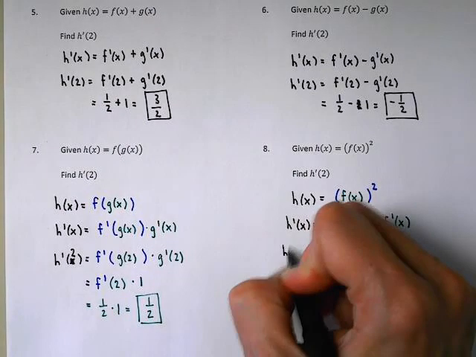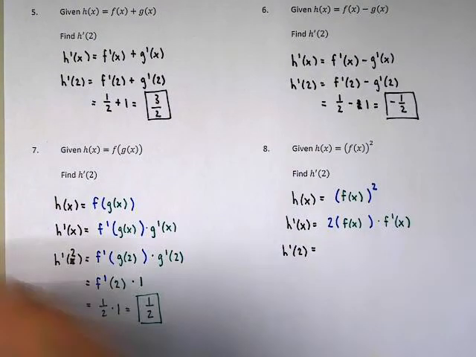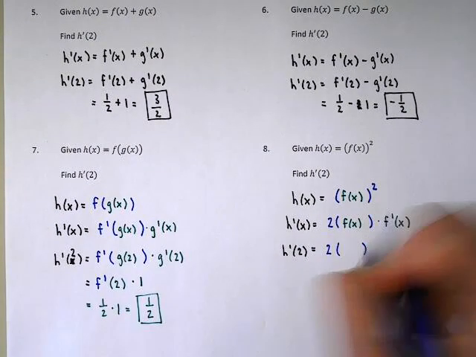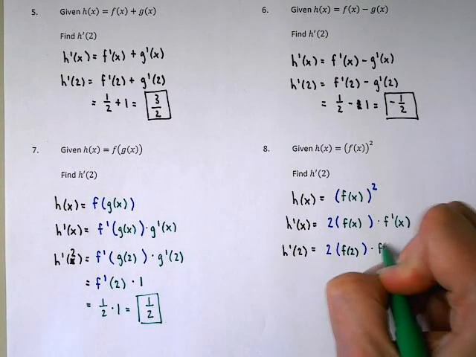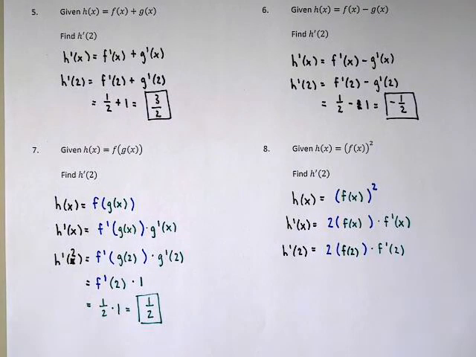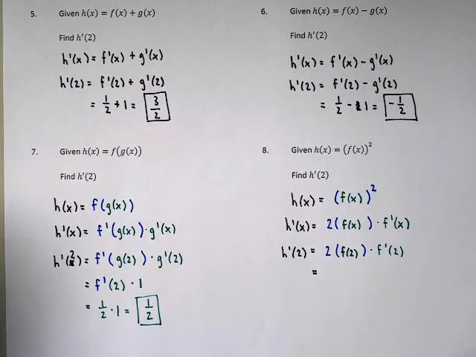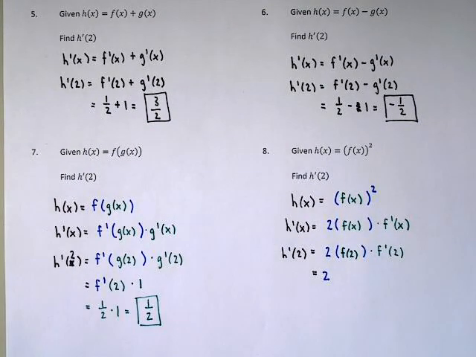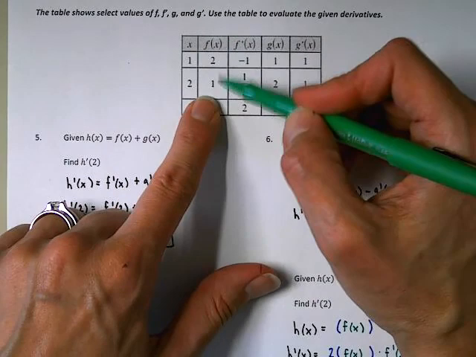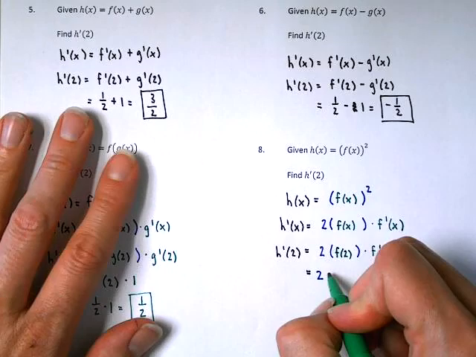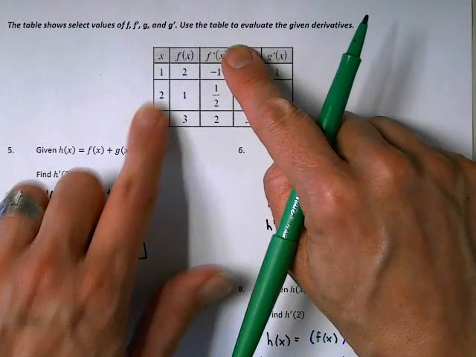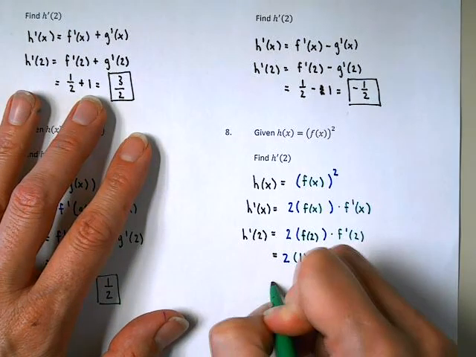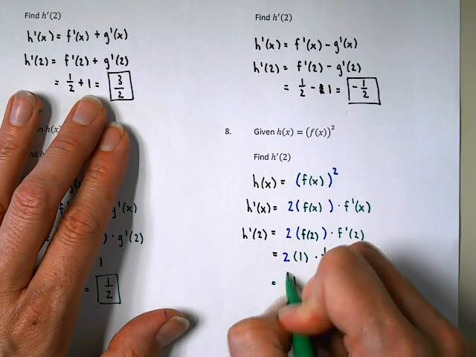So now I want to find h prime of 2. So I have 2 times f of 2 times f prime of 2. So let's see. 2 times f of 2, we're going to grab from the table. So f of x when x equals 2 is just 1. So 2 times 1 times f prime of 2. So f prime when x equals 2 is 1/2. And then we get an answer of 1.